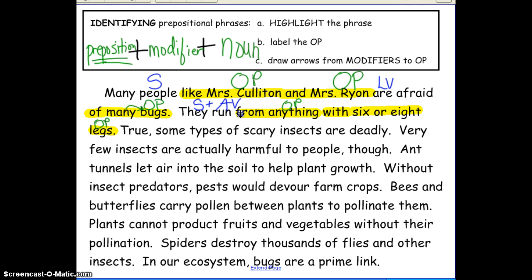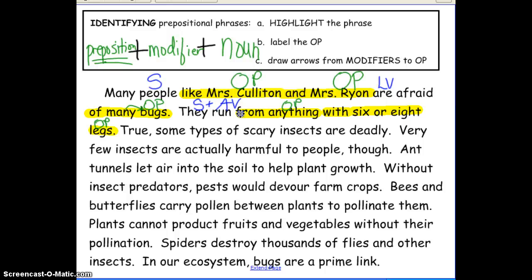So, can somebody go back to the very beginning of our paragraph and read me the sentence without any prepositional phrases? Read me the whole thing without prepositional phrases. Cameron. We'll go back to the very beginning. Many?